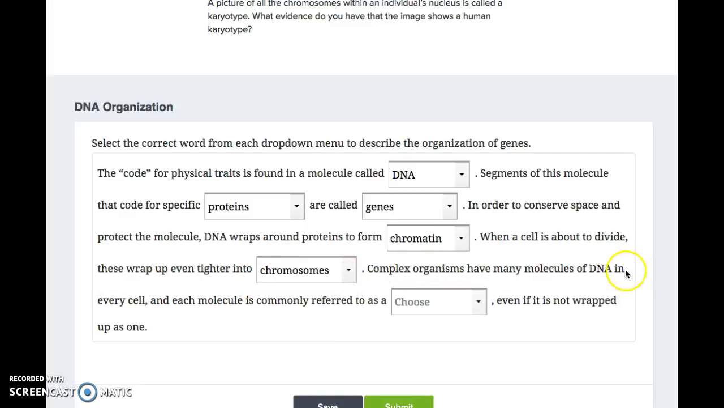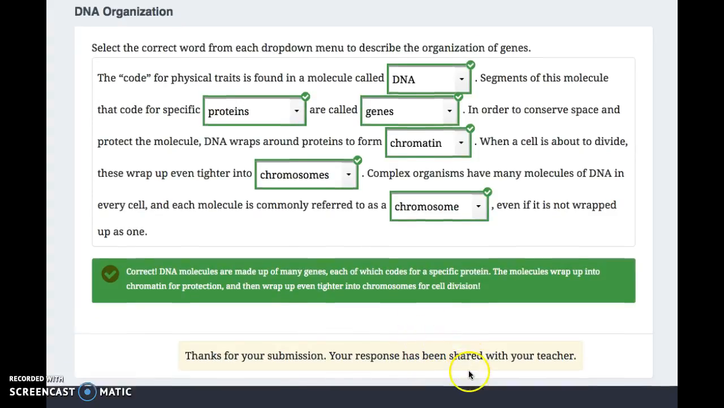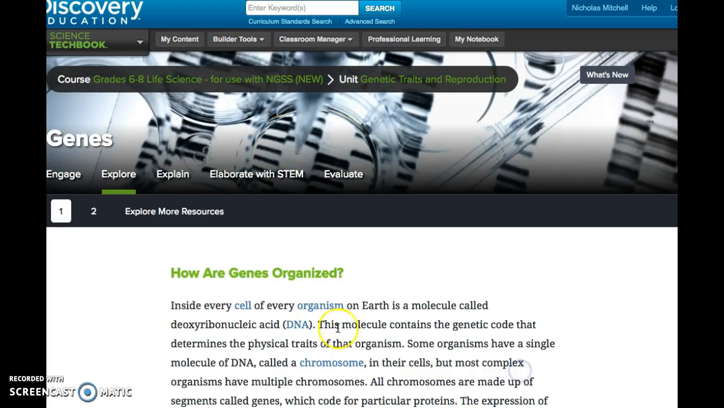Complex organisms have many molecules of DNA in every cell. Each molecule is commonly referred to as a chromosome, even if it is not wrapped up in it. Hey, I know what I'm talking about.